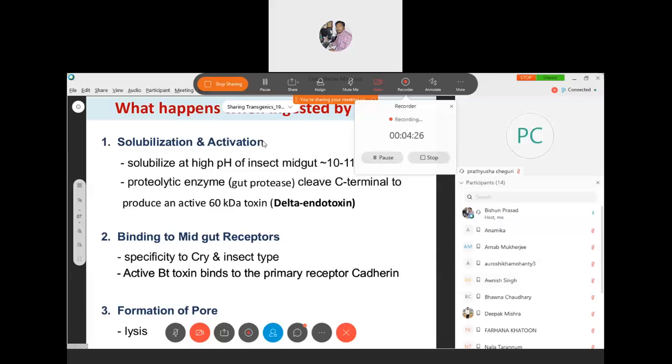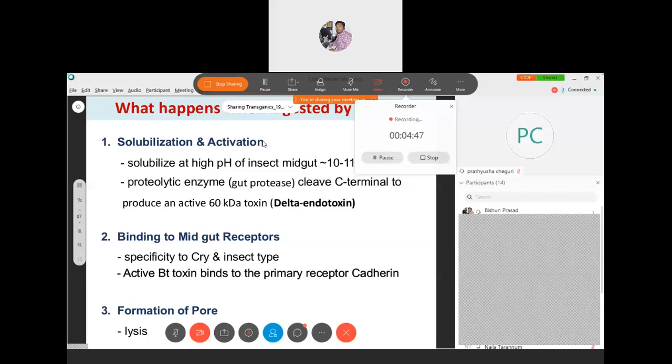The first important one was solubilization and activation. Whenever Cry protein enters the insect midgut, the pH of the insect midgut is 10 to 11. So this is a very basic pH. At this basic pH, the Cry protein goes for solubilization, and after solubilization, there is proteolytic enzyme cleavage. So proteolytic enzyme will cleave at the C terminal of the Cry protein, and after cleavage a 60 kilodalton protein will be formed. So after cleavage your Cry protein becomes active.